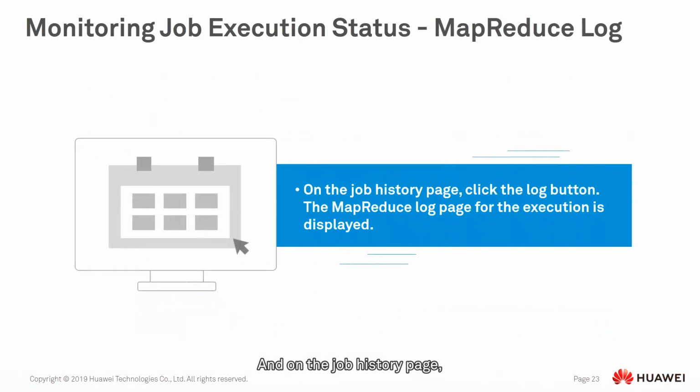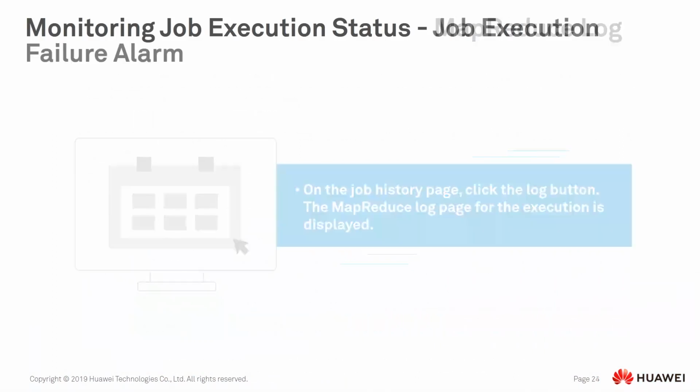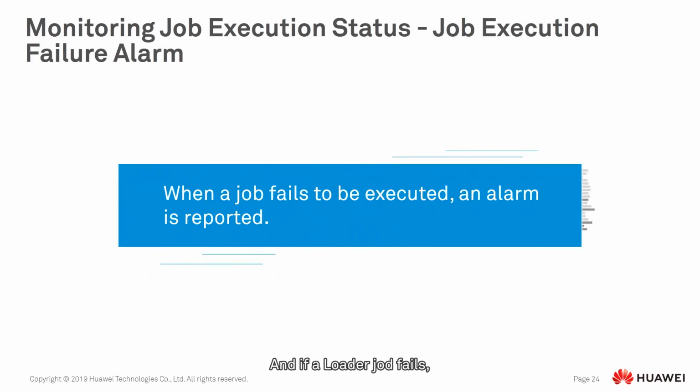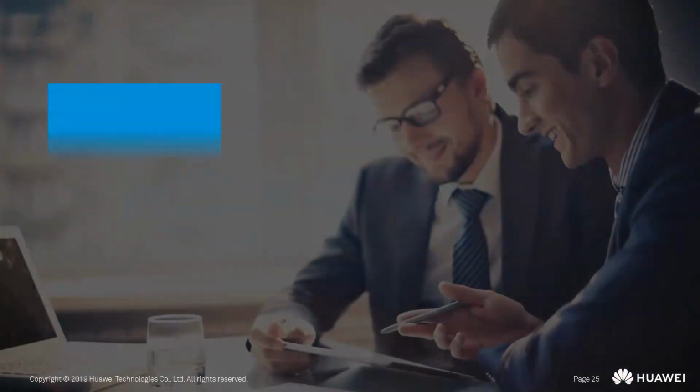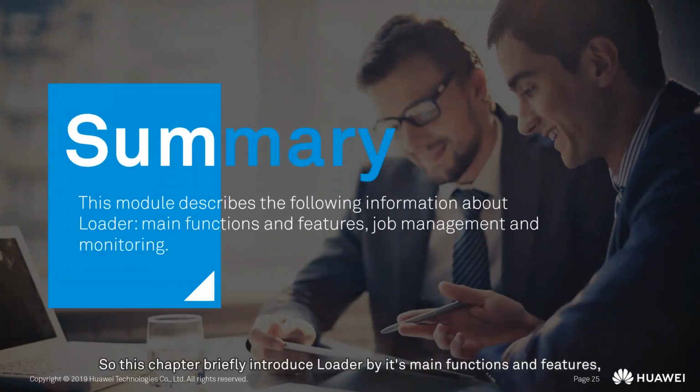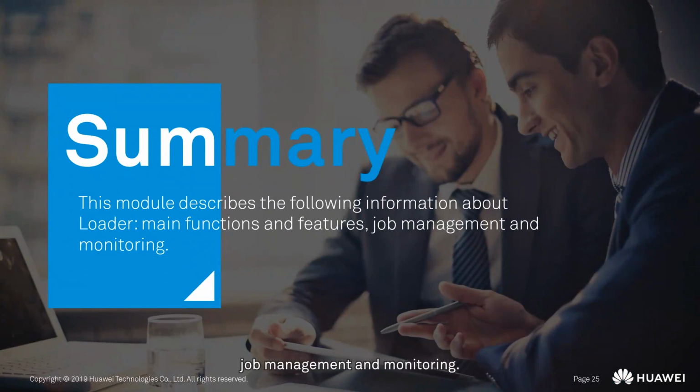And on the job history page, click the Log button. We can see the MapReduce log page for the execution. And if a Loader job fails, an alarm will be reported. So this chapter briefly introduced Loader, like its main functions and features, job management and monitoring.